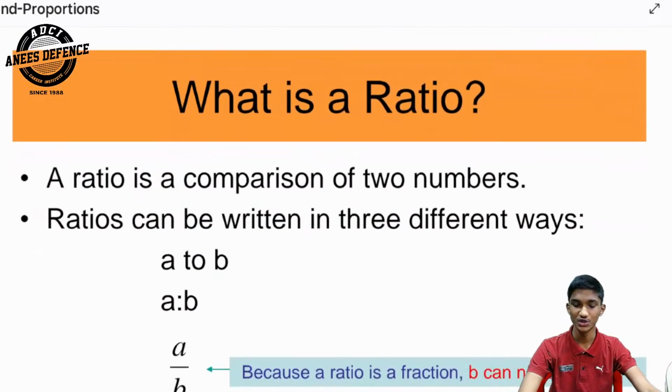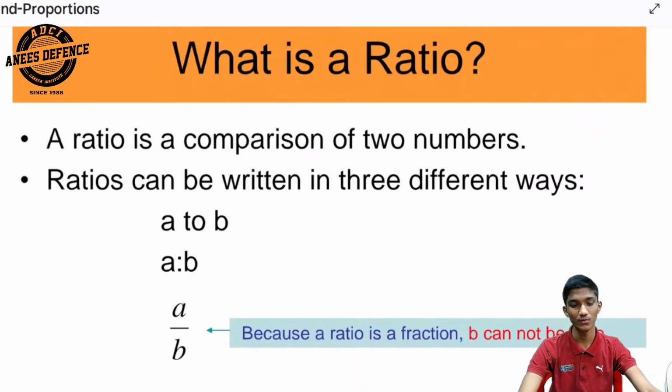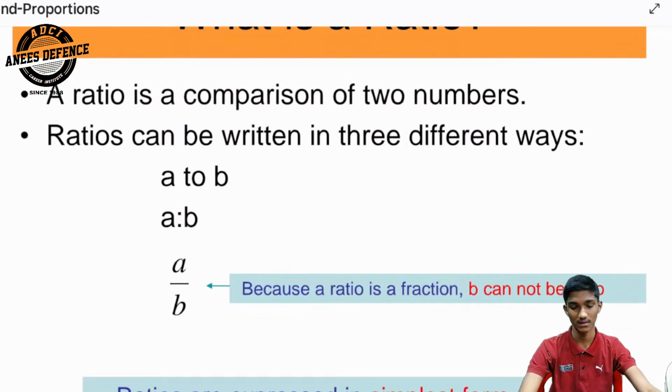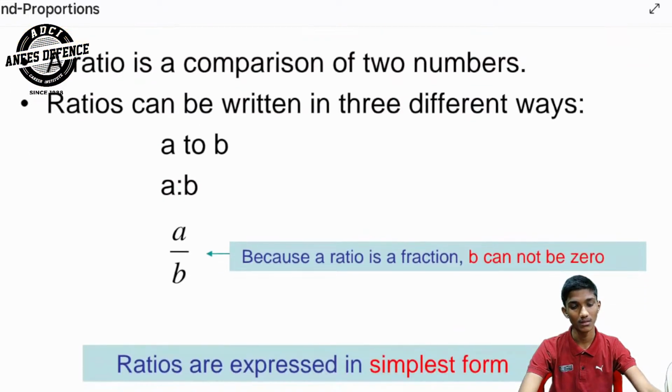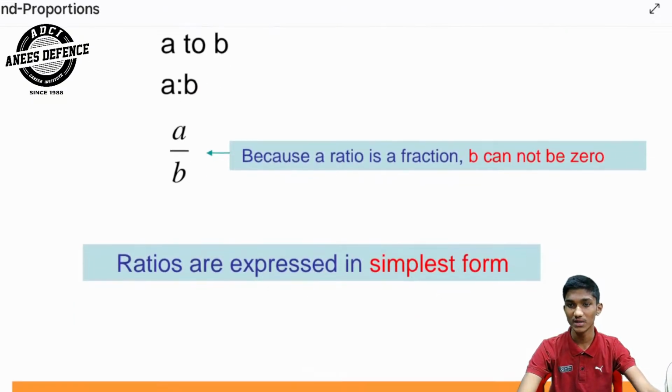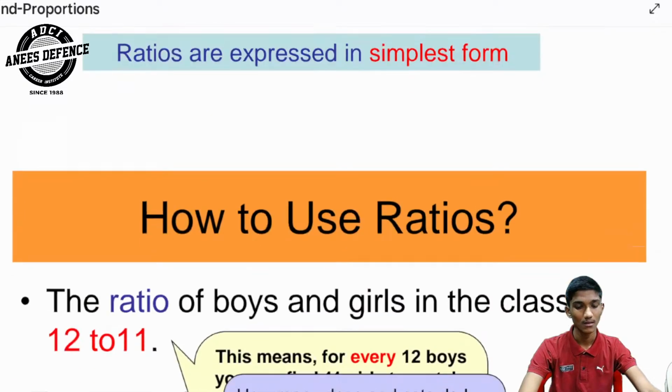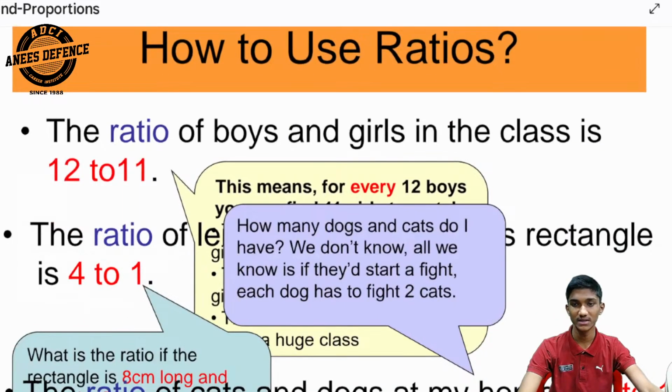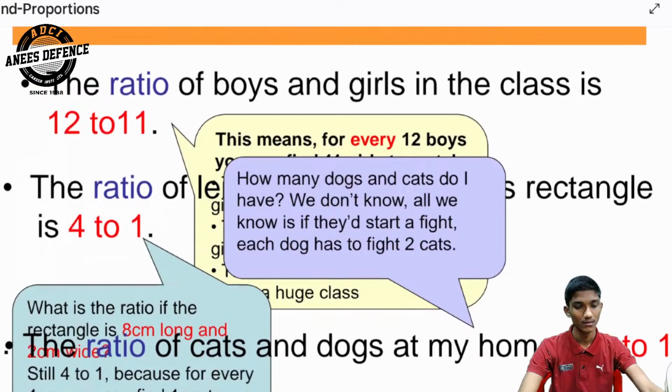So first, what is a ratio? A ratio is a comparison of two numbers. A ratio can be written in three different ways: A to B, A is to B, and A upon B. A ratio is a fraction, and B cannot be zero, meaning the denominator cannot be zero. Ratios are expressed in simplest form. Here are some examples of how to use ratios.